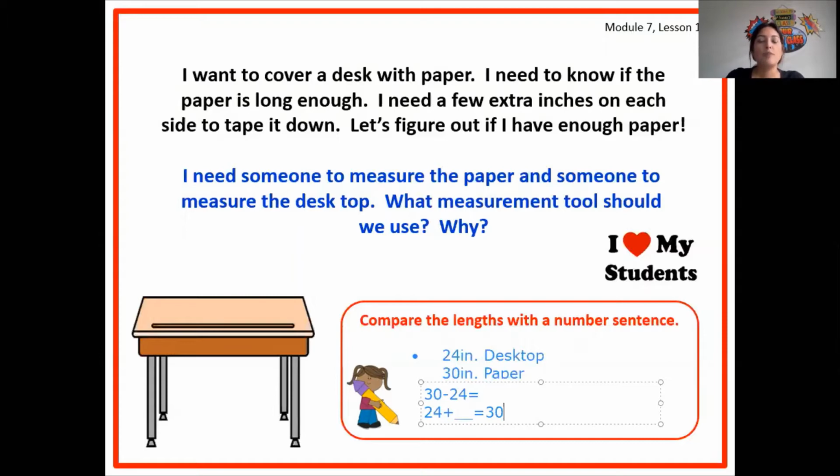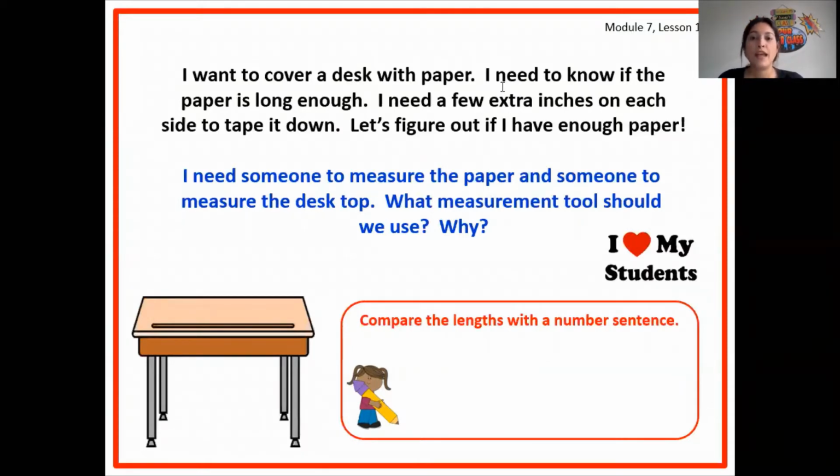So how many does 24 need to get to 30? Or what is 30 minus 24? Yes, 6. So what is the difference between the paper and the desktop? 6 inches long. Yes. Because 24 plus 6 equal 30. Okay. Now, that was pretty easy, right?